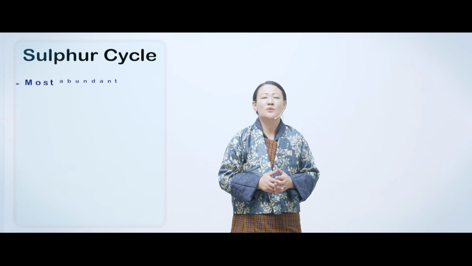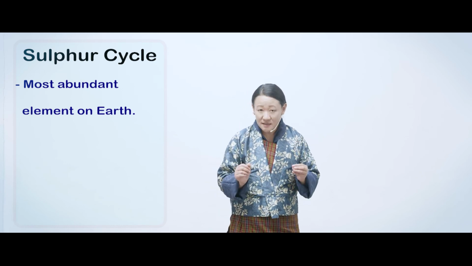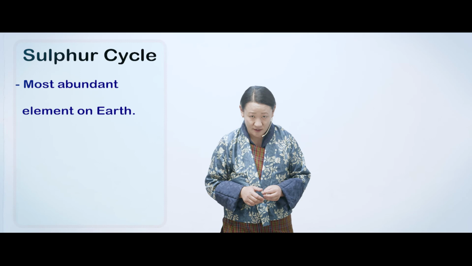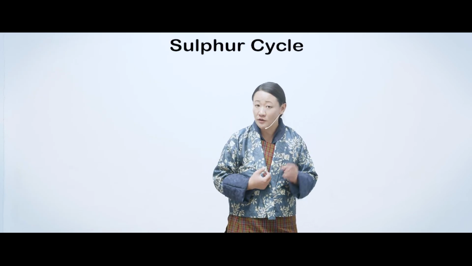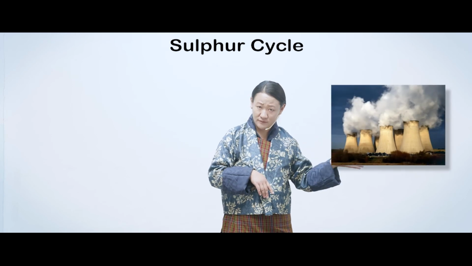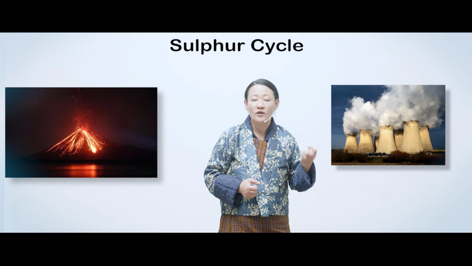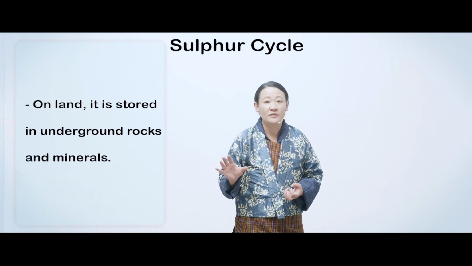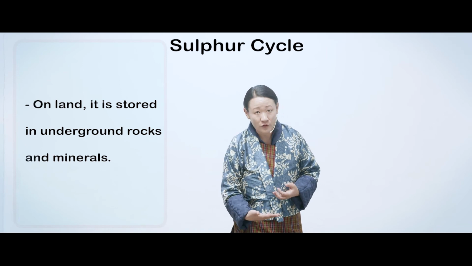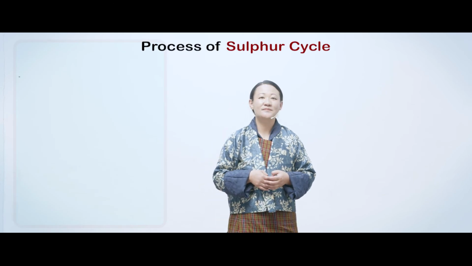Sulfur is the most abundant element on the earth. It is present in all kinds of proteins. It is released into the atmosphere by the burning of fossil fuel, volcanic activities, and decomposition of organic molecules. On land, sulfur is stored in underground rocks and minerals. The next one is the process of sulfur cycle.